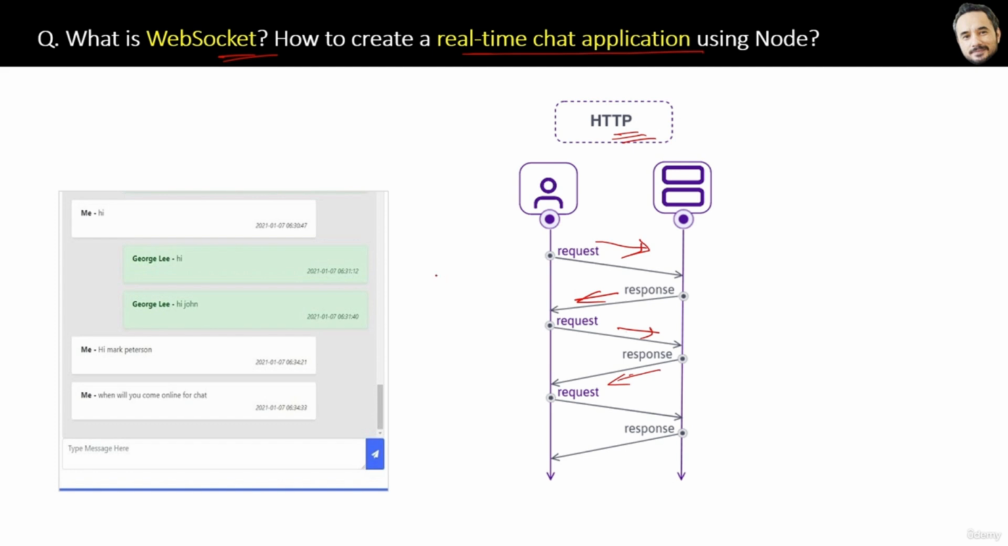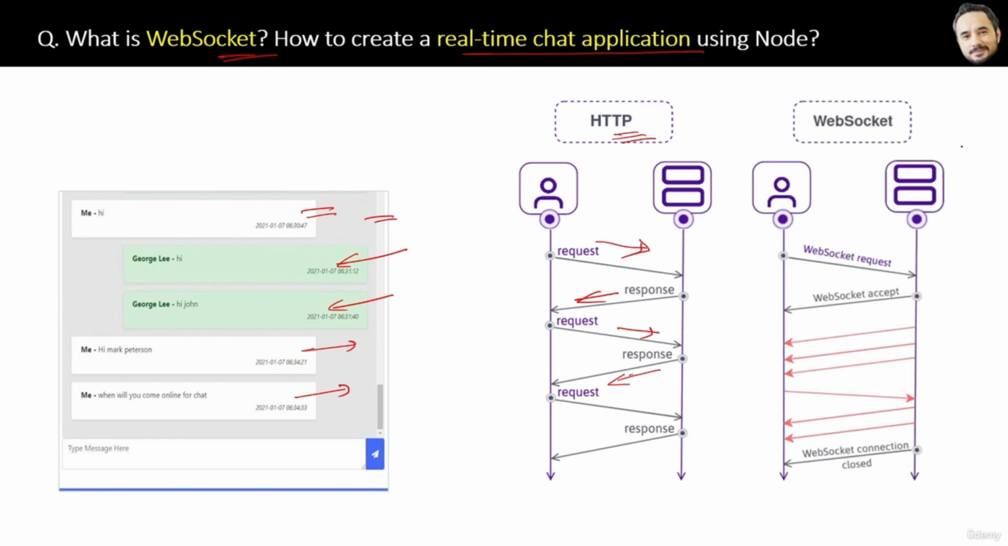But here in the chat application, when you are sending the message, then the person on the other side can also send the message at the same time. Remember, at the same time, meaning the data is flowing in both directions at the same time. Therefore, we need some mechanism other than normal HTTP. Okay, and it is like a WebSocket mechanism.